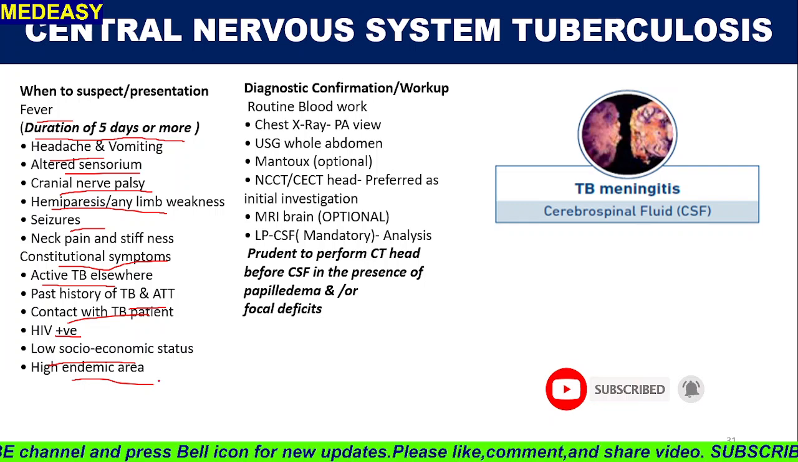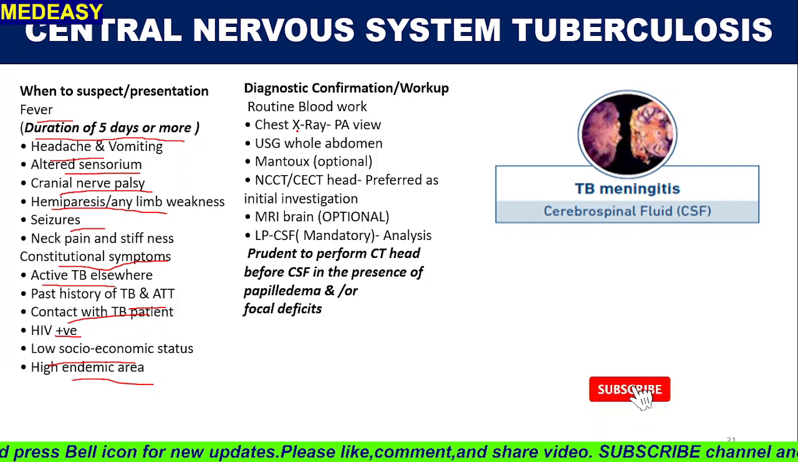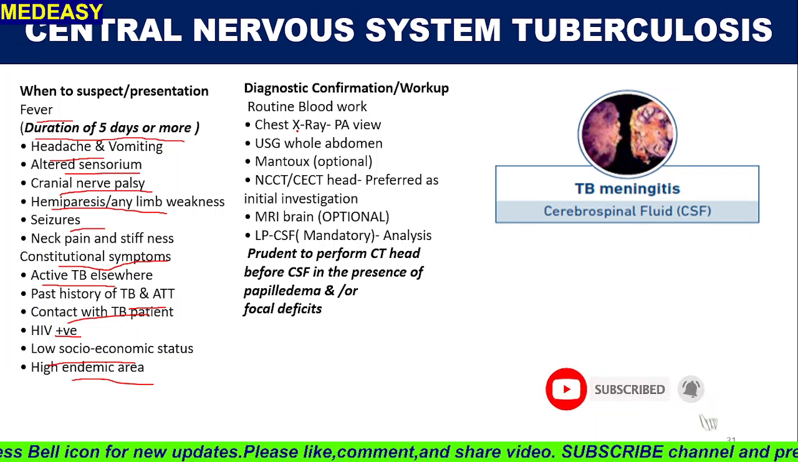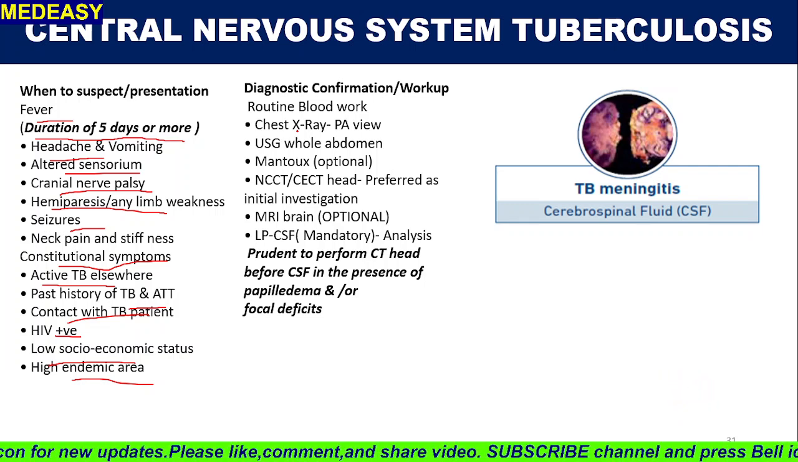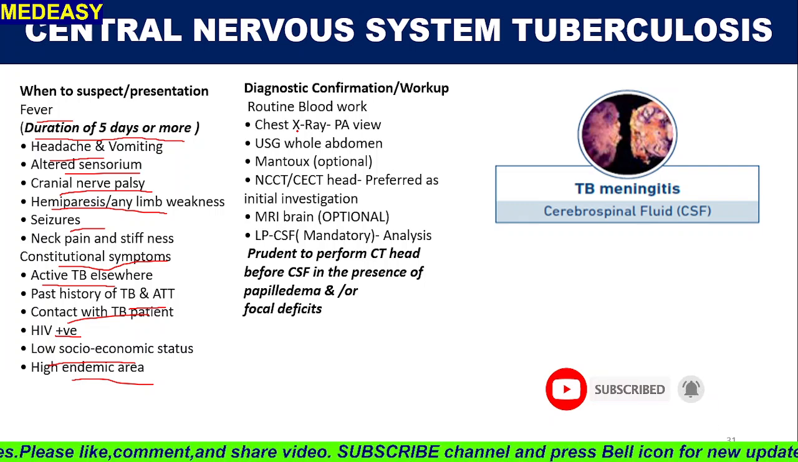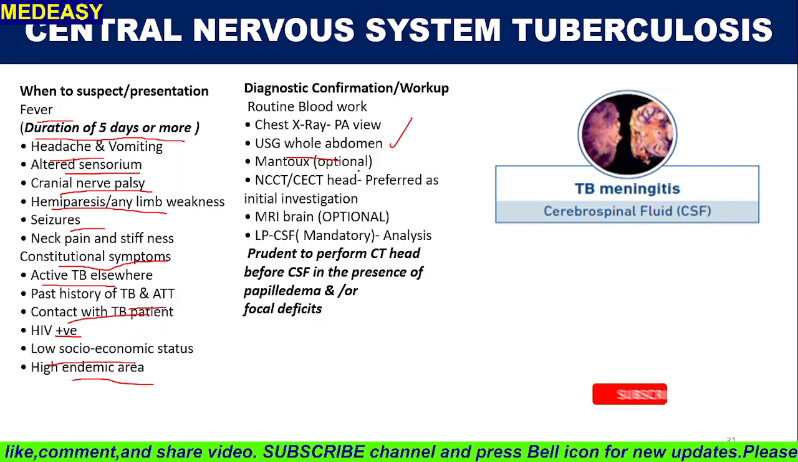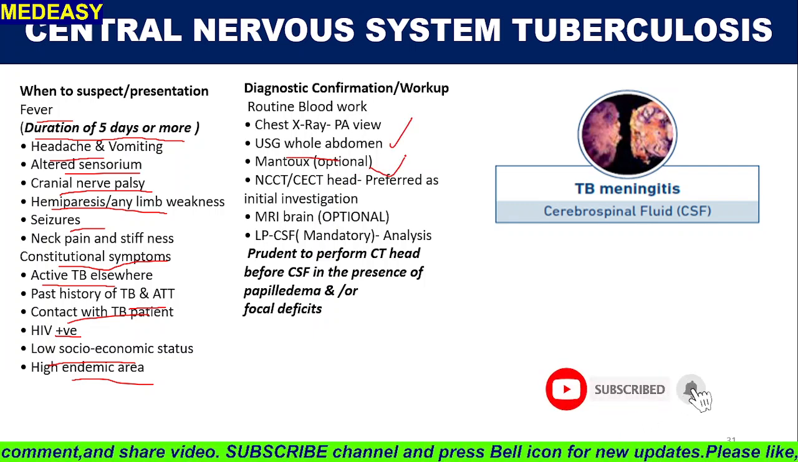So how to do a diagnostic confirmation, how to do a workup? We do a routine blood workup and chest X-ray PA view. If it is not possible to do a chest X-ray PA because the patient is very sick, we can do a bedside X-ray, AP film also, to see the lesion in the lung sometimes. We can get some old healed lesion, fibrotic lesion, or sometimes we can also see active tuberculosis by doing the chest X-ray. Okay, that will also support our diagnosis. We can do ultrasound abdomen also to look for any abdominal lymphadenopathy. Mantoux test also we can do, that is an optional test.